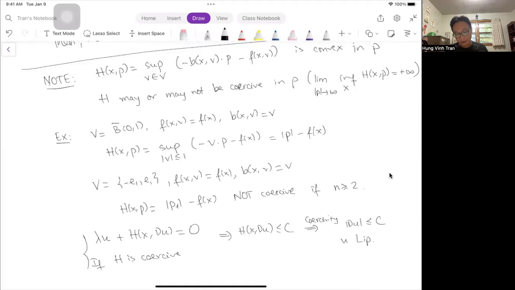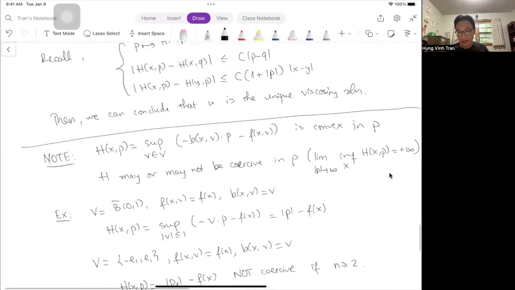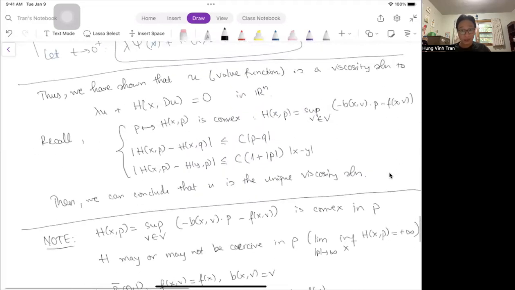But again, in the second example, h might not be coercive, and when h might not be coercive, then we cannot conclude that u is Lipschitz, right? So this is a very subtle point: in this sort of optimal control setting, we might not always have coercivity of the Hamiltonian, but still we have uniqueness of this viscosity solution, and the value function again might not be Lipschitz in general.